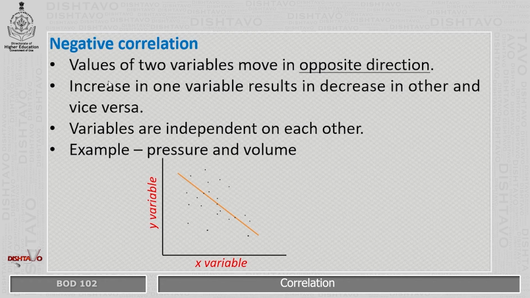and this is how the graph is plotted for positive correlation. In negative correlation, the values of two variables move in opposite direction. That means an increase in one variable will result in a decrease in the other variable and vice versa. So variables are independent of each other. The example given here is pressure and volume, and this is how the graph will look for negative correlation.